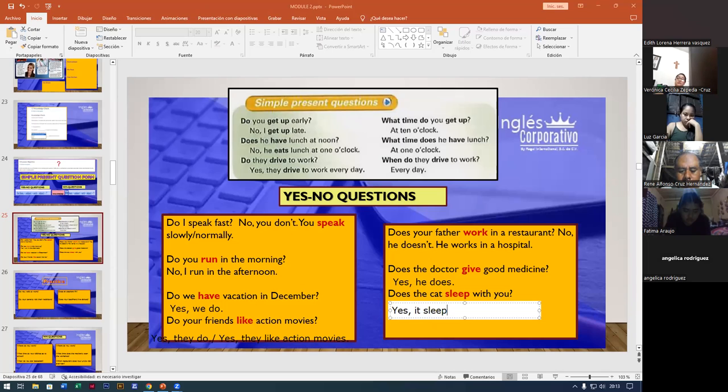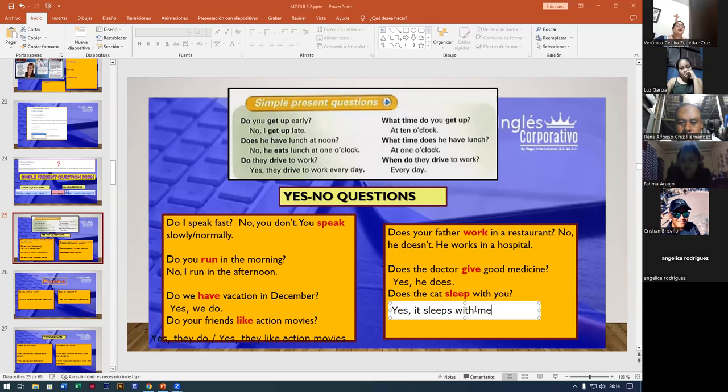But there is something missing in the verb. What happens with the verb? When it's affirmative, you remember? Sleep. What happens with the verb when it's affirmative? What do you include? The S. That's correct. You remember? It sleeps. Yes, it sleeps with me. That's correct.